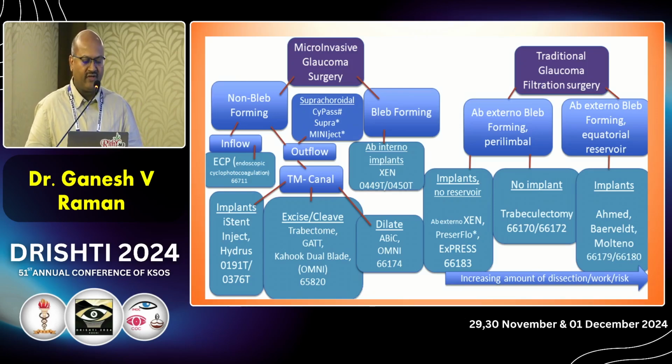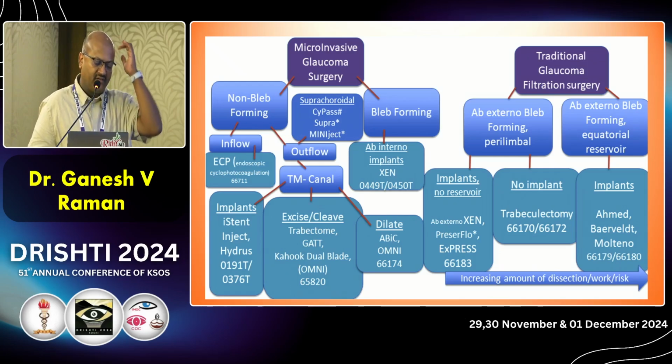On the left, you have non-bleb forming procedures like endoscopic cyclophotocoagulation, which address the ciliary processes, and then you have the outflow channel implants like the iStent or the Hydrus, or you can excise or cleave the trabecular meshwork to enhance outflow, or you can dilate it using the Omni devices, which are not available in India. We'll mainly talk about the excision and cleaving of the trabecular meshwork.